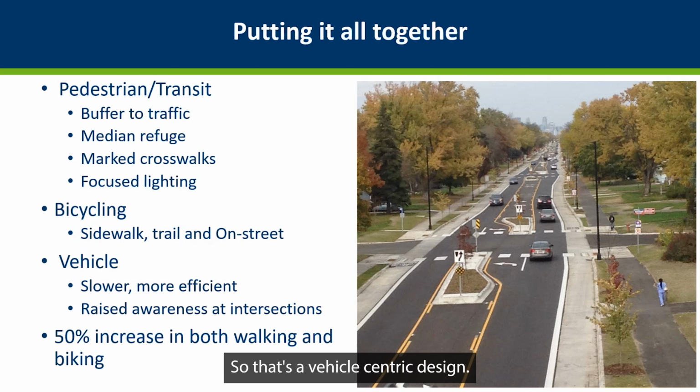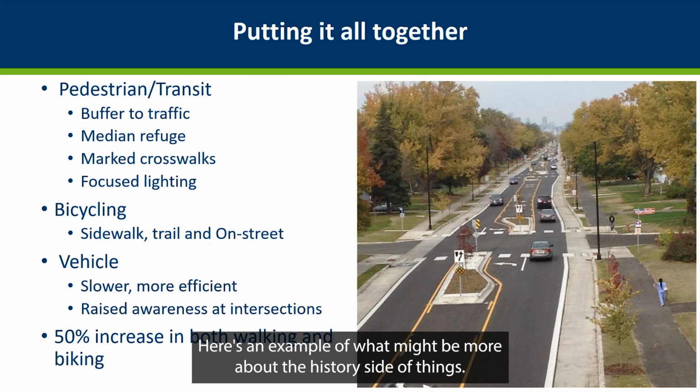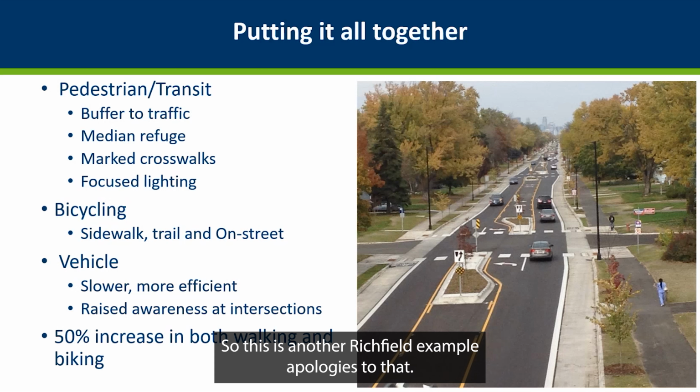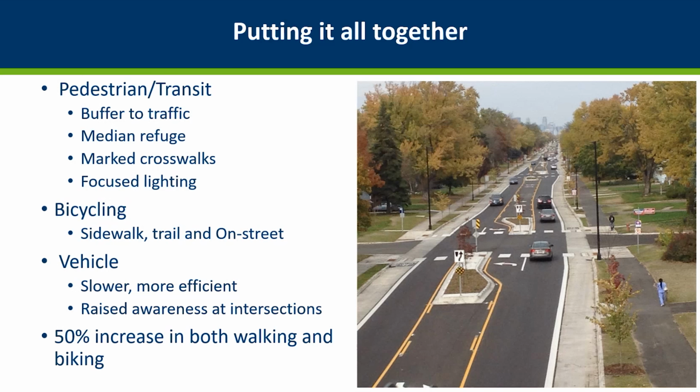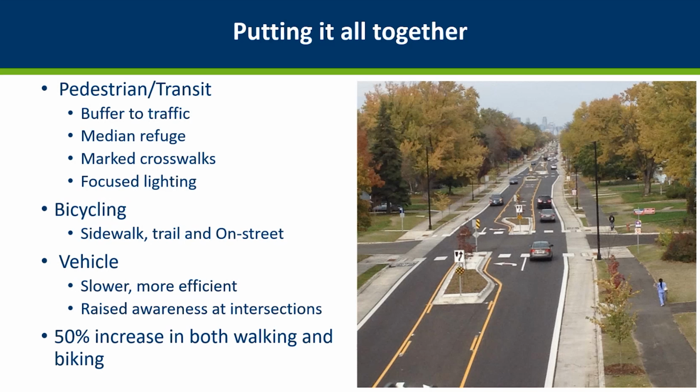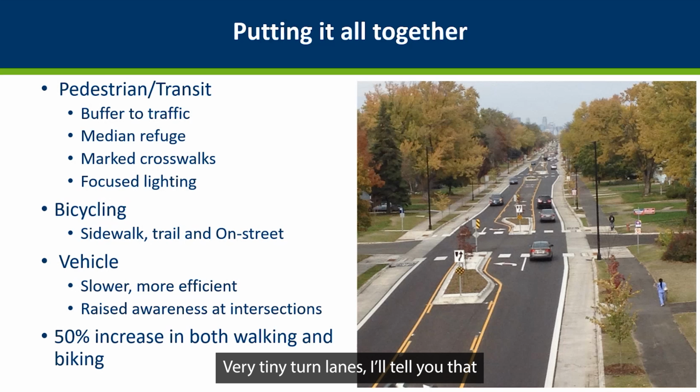So if that's a vehicle centric design, here's an example of what might be a more balanced complete streets type of design. So I live in Richfield. I've done a lot of work in Richfield. So this is another Richfield example. Apologies for that. This is Portland Avenue, which is a county facility. Kind of a goofy design. I wouldn't do it this way again necessarily, but one of the features that you see are these really short, stubby medians with these little tiny turn lane thingies.